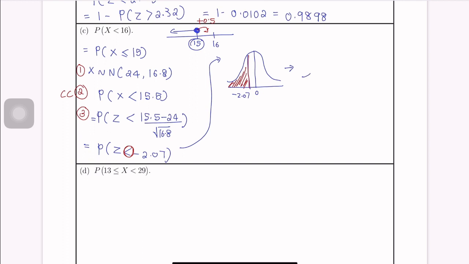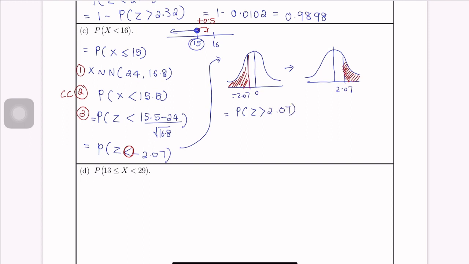Change it to positive because the normal table only gives positive. Again, my bad. So negative 2.07 becomes 2.07, and then just look at the area. You can just estimate the area, so that the region will be the same. So almost similar, right? That means the probability Z less than negative 2.07 is equal to the probability Z greater than 2.07.